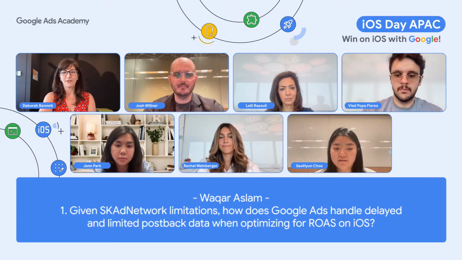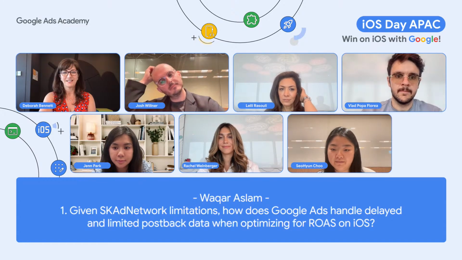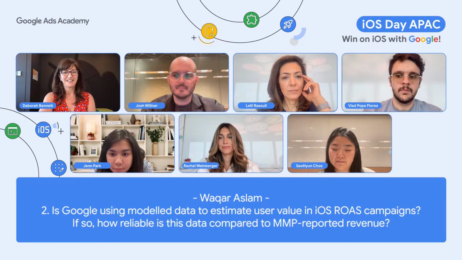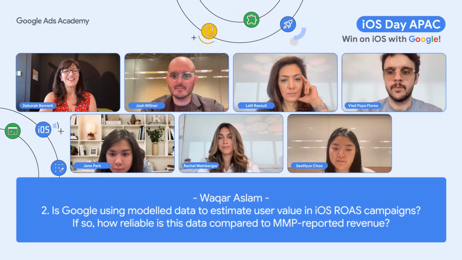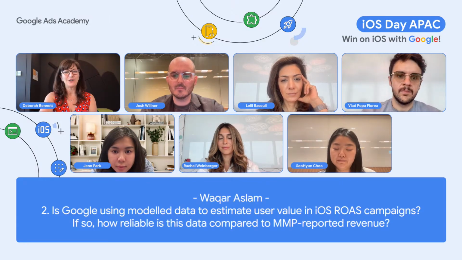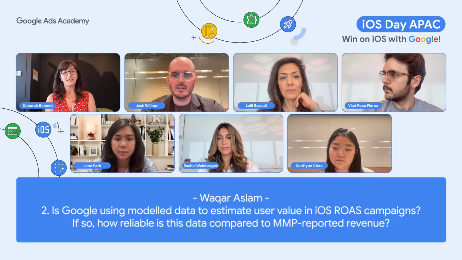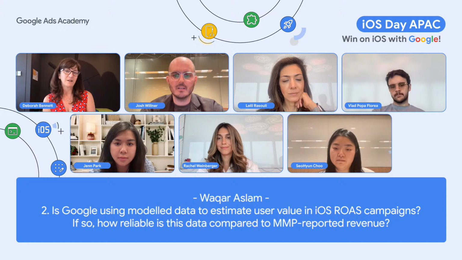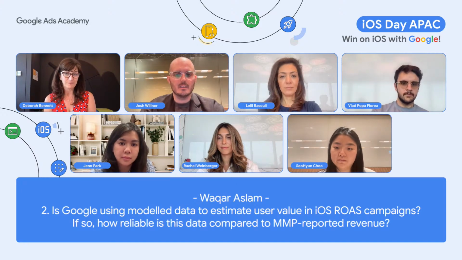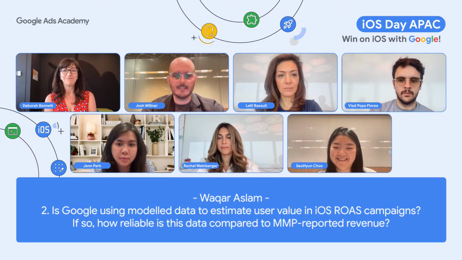Great. And I think there is a second part maybe of this question. There we go. Is Google using modeled data to estimate user value in iOS ROAS campaigns? And if so, how reliable is this data compared to MMP reported revenue? So you can all give us what you think.